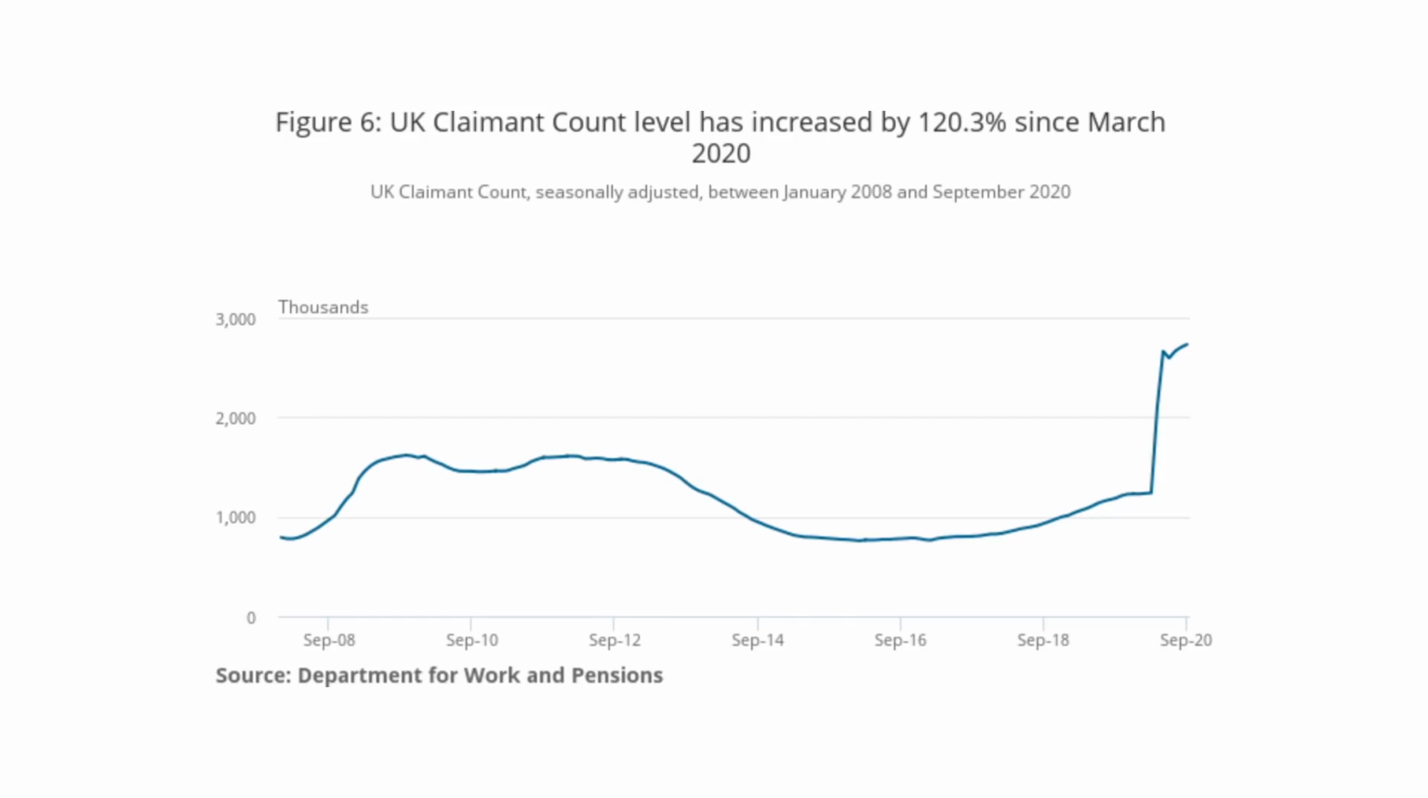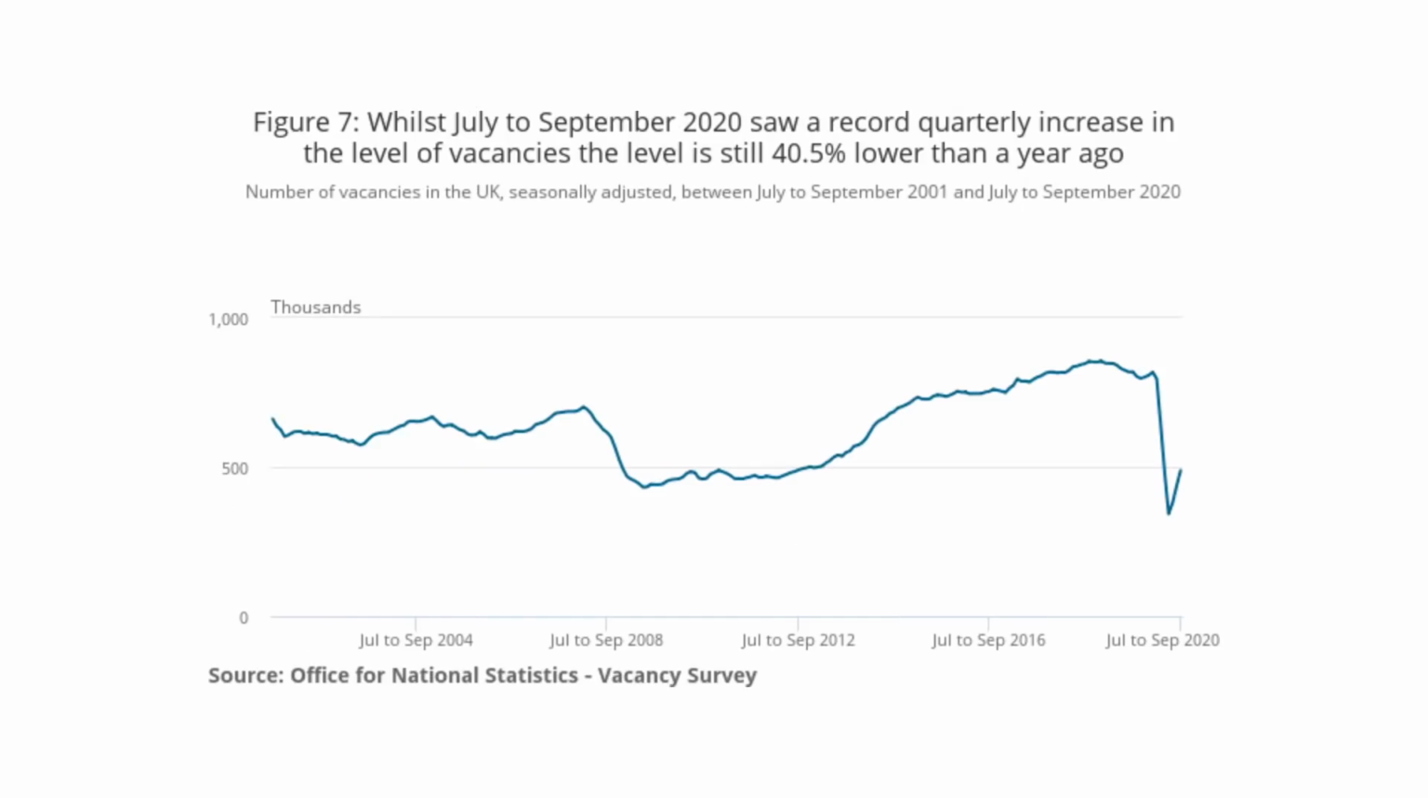If instead we look at the UK claimant count, which is how many people are claiming unemployment benefit, that's increased by over 120% since March 2020. And if you have become unemployed, the problem is that there simply aren't that many job vacancies, because during this period of increased uncertainty and less demand for goods and services, employers are less likely to hire people.